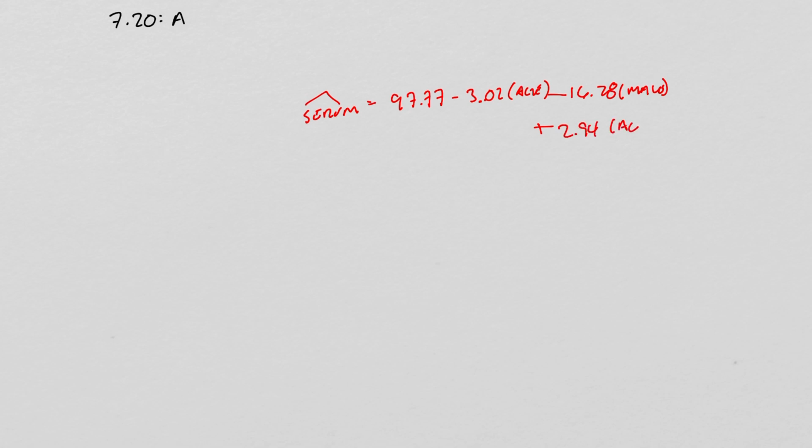All right, 7.20a, serum is equal to 97.77 minus 3.02 age, minus 16.28 male, plus the interaction term 2.94 age times male.